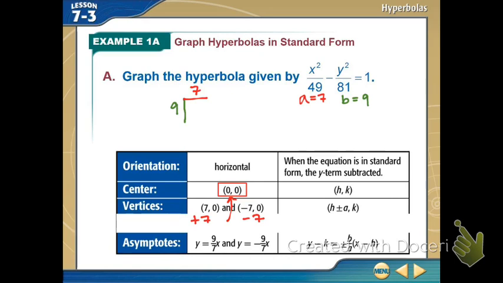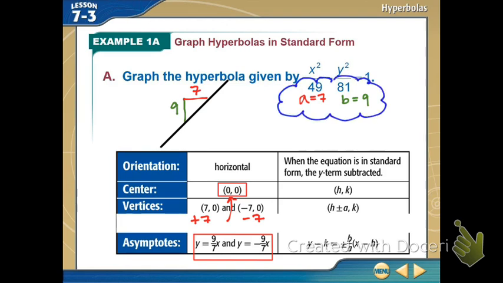So what that means is that when I draw my asymptotes, the rise over the run is going to be 9 over 7. And that's where they're getting these equations for the asymptotes, plus or minus 9 over 7. They're getting them from the values of a and b that I have in my problem. Okay, so that's where you're going to find the values for the asymptotes.